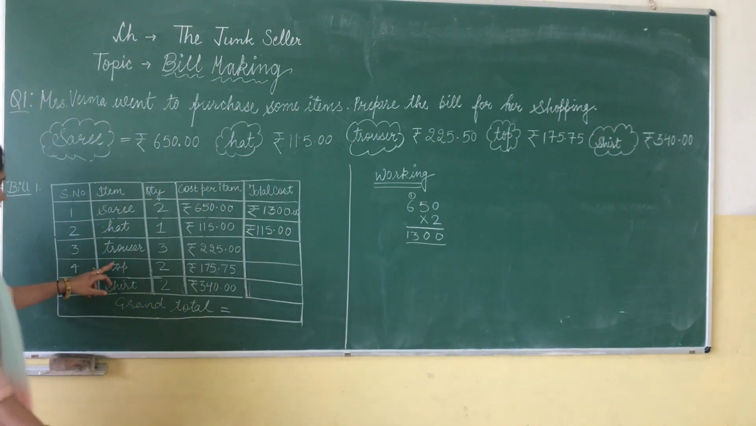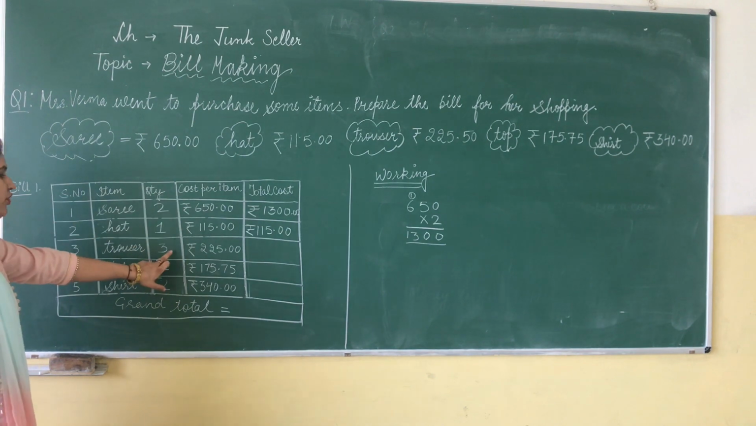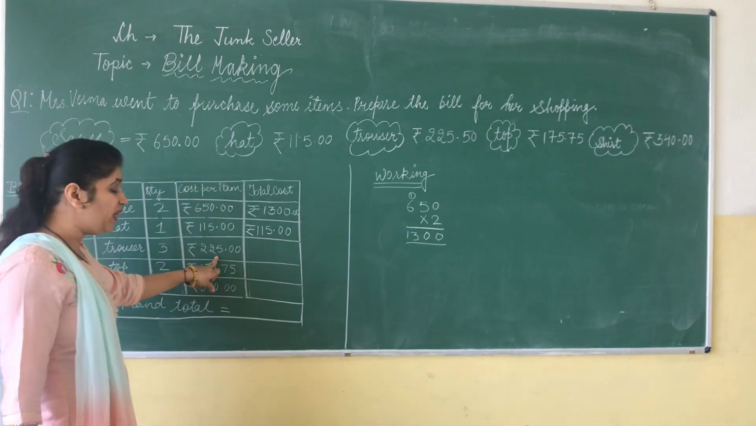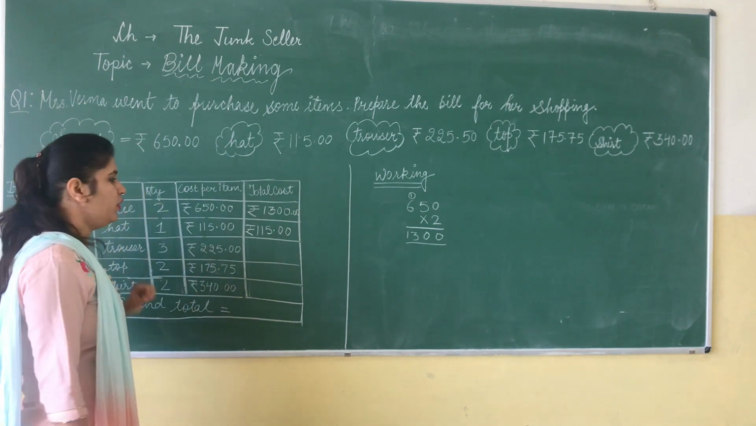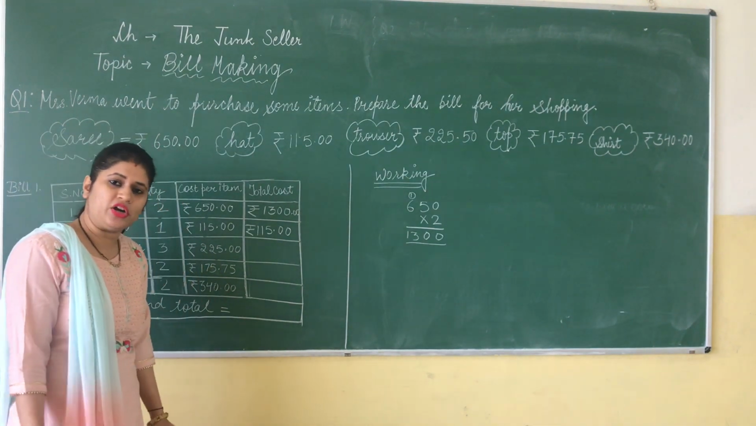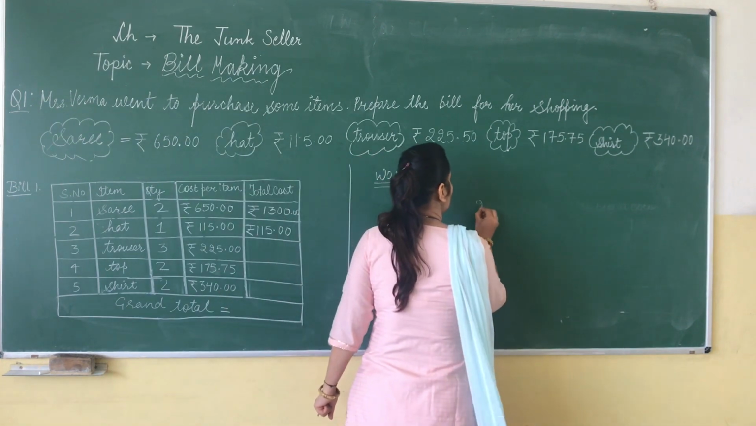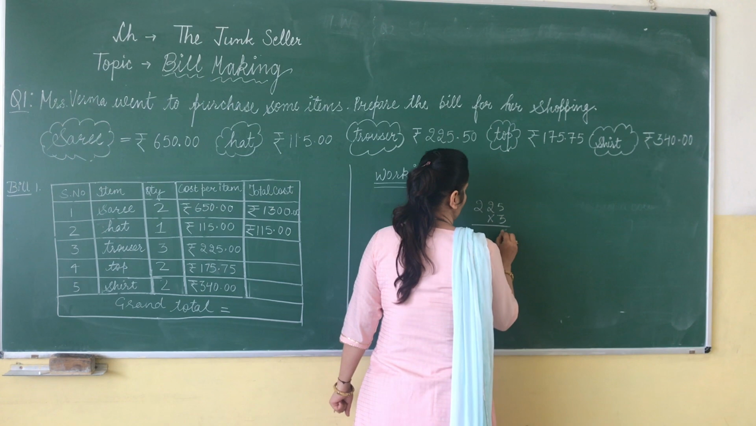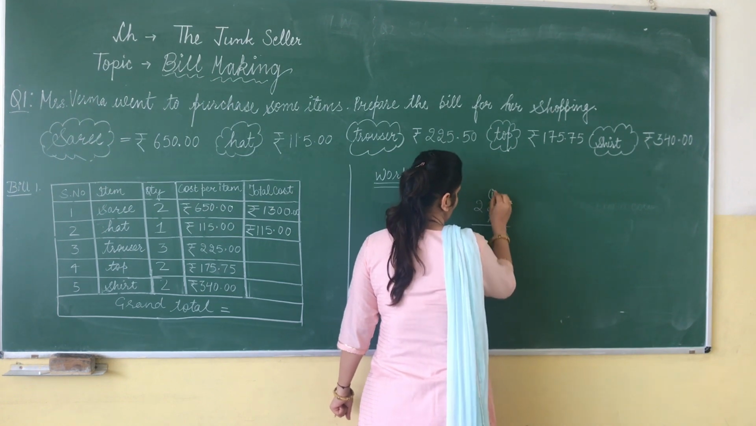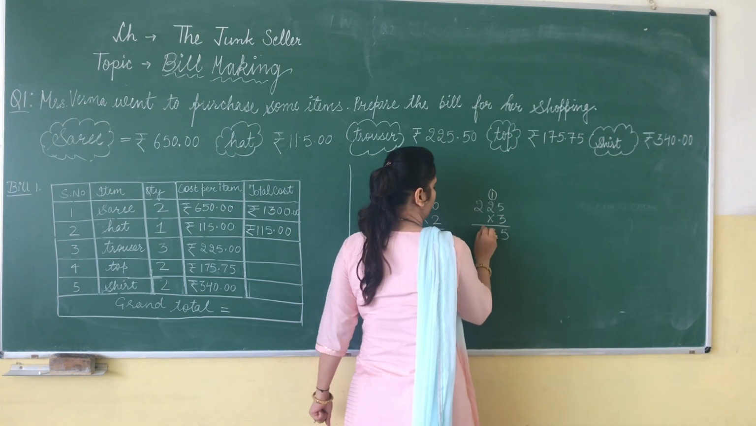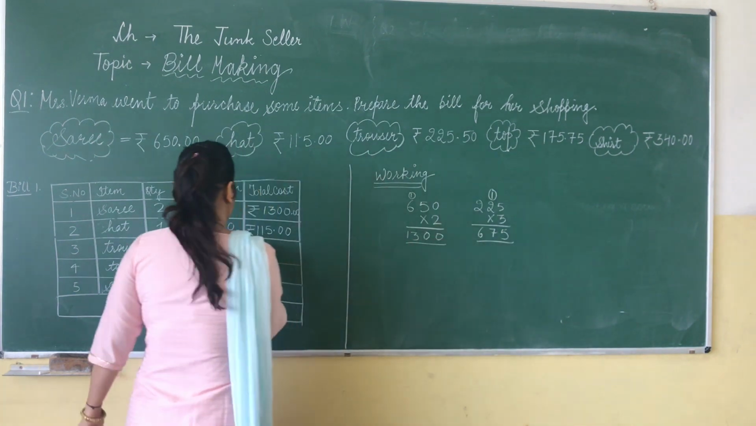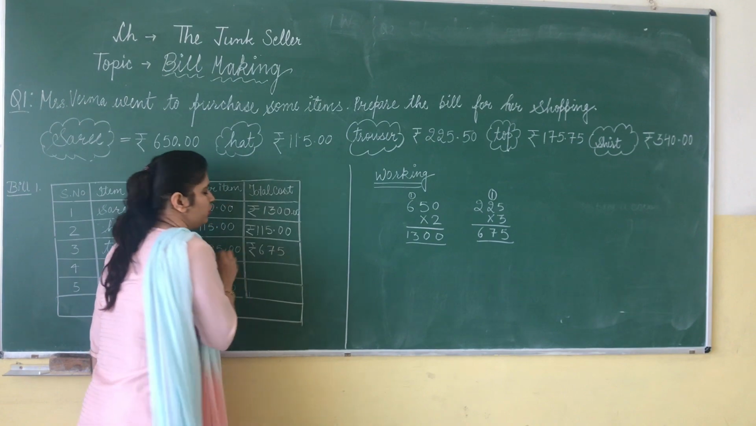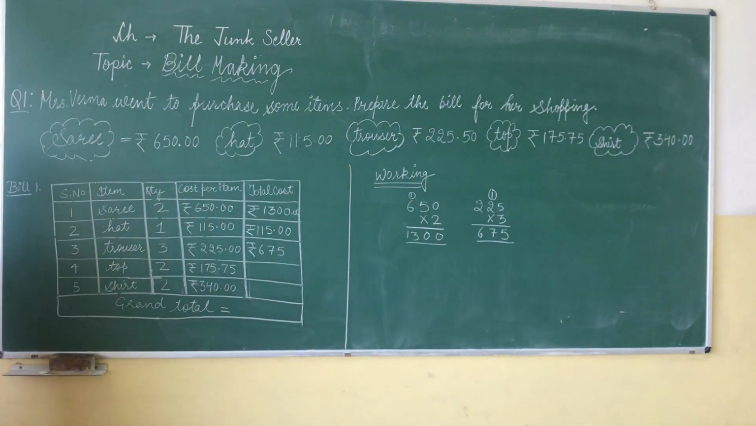Okay, now the third item, trouser. How many trousers has she purchased? 3 trousers, and the cost per trouser is 225. We need to find the cost of 3 trousers. So 225 into 3. 5 3s are 15. 3 2s are 6 plus 1 is 7. 3 2s are 6. 675 rupees is for the trouser.